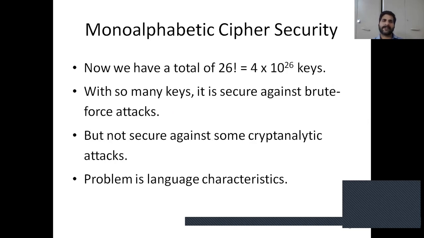Monoalphabetic cipher security. Now we have total possible keys equal to factorial 26, so we can write 4 times 10 to the power 26 keys. With so many keys, it is secure against brute force attacks, but not secure against some cryptanalytic attacks. The problem is language characteristics.